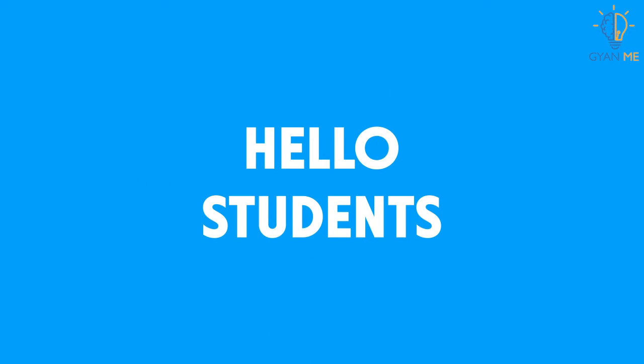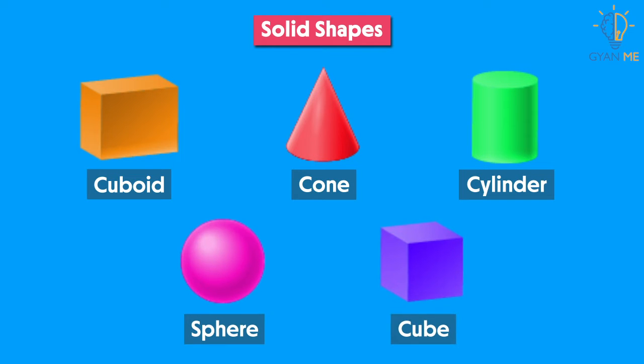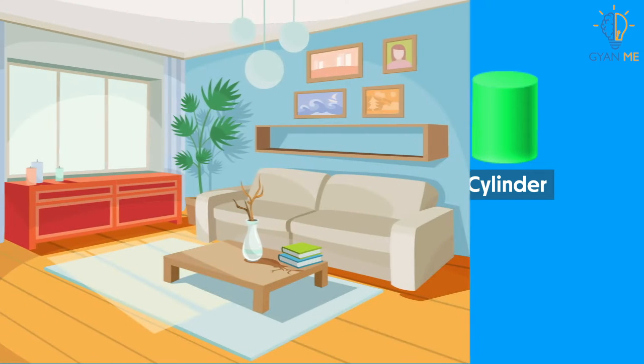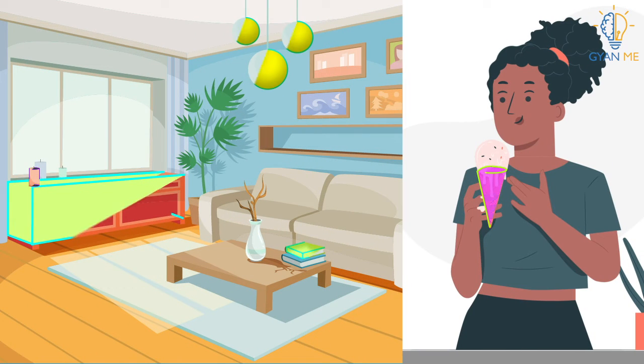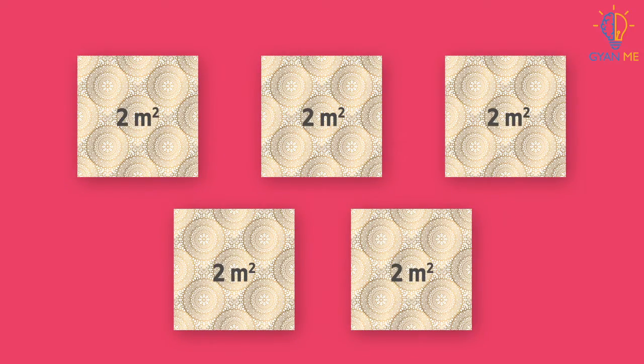Hello students, you are already familiar with some solid shapes like cuboid, cone, cylinder and sphere etc. individually. Let us recall some basic concepts. We know that these shapes are observed in our day-to-day life and we may need to calculate their areas and volumes. Say for example, you want to make beautiful cloth napkins of some size.